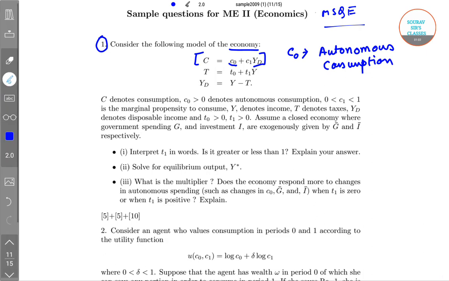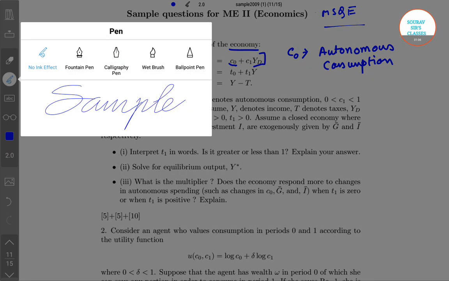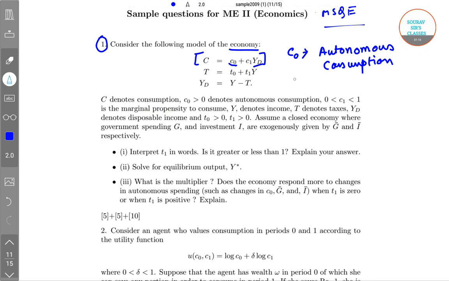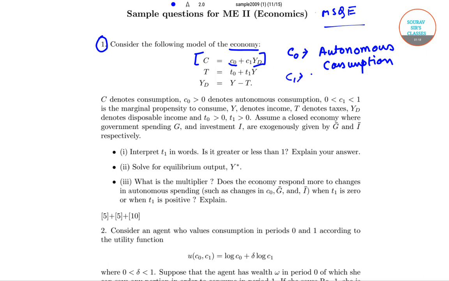And C1 YD is given as: C1 here is the marginal propensity to consume, and YD is what? YD is disposable income. Disposable income means the income after tax. So this is the consumption function.